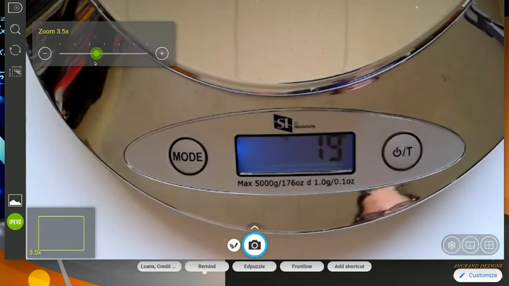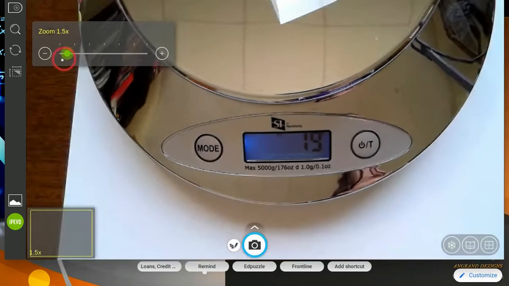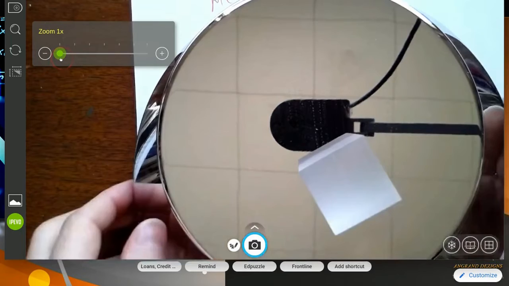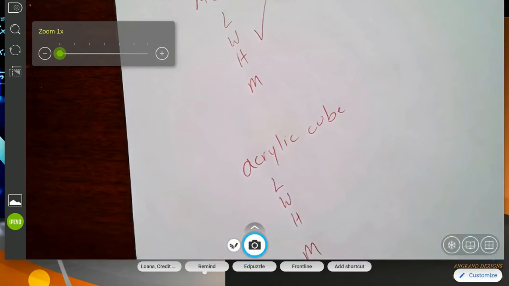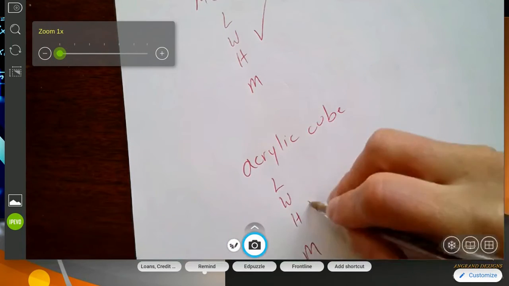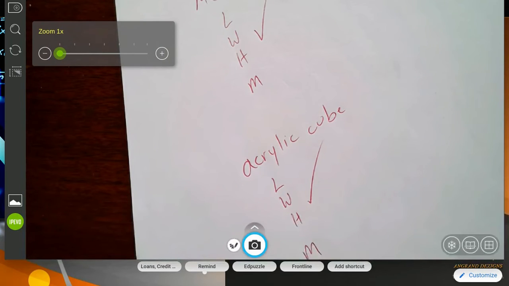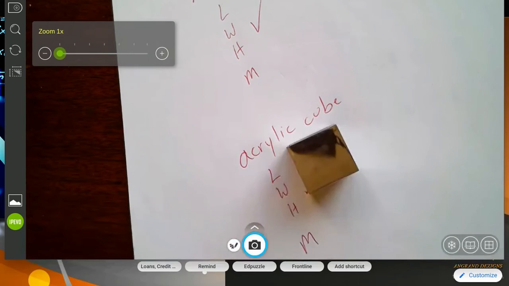Oh, and our masses are in grams, by the way, because we are doing this in metric. And now you can figure out the density of the acrylic cube. Density equals mass divided by volume. And you can figure out if it would float in water or not. Then the last one I'm going to have you look at is our metal cube.